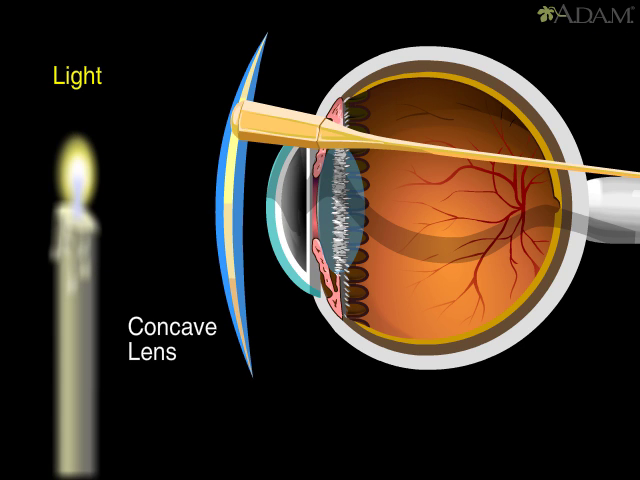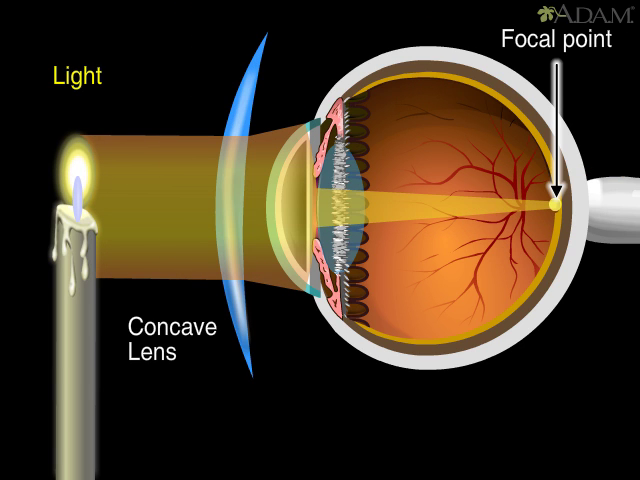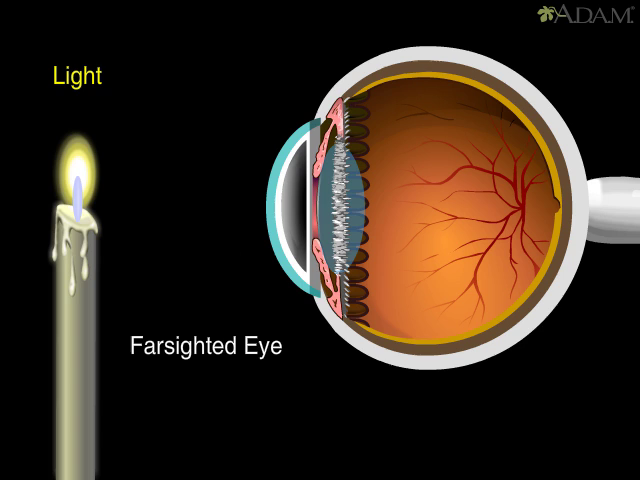Glasses with concave lenses can correct nearsightedness. A concave lens, which is curved like a bowl, is placed in front of the eye. The light through the added lens is bent outward. The lens widens the plane of light coming through the cornea. That pushes the focal point back onto the retina. The image of the candle is now clear.